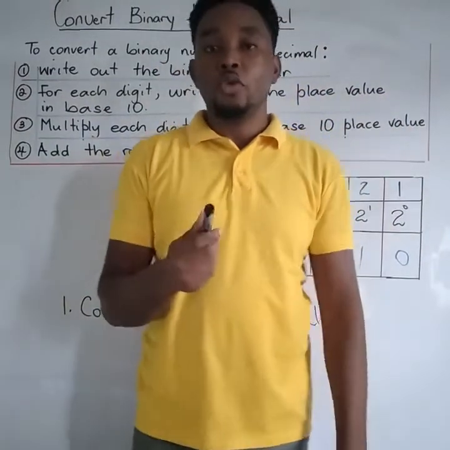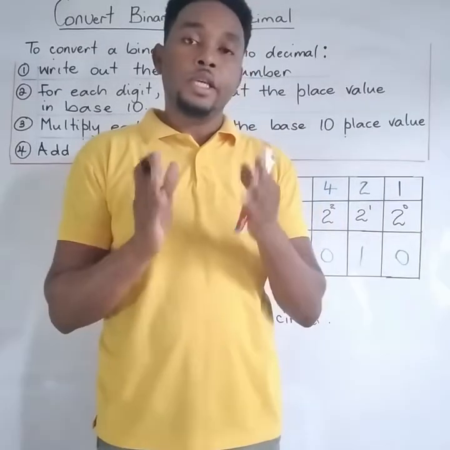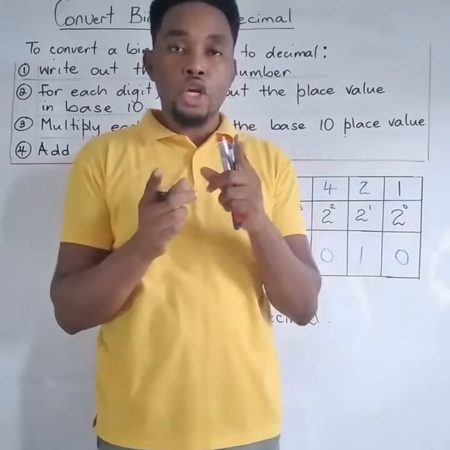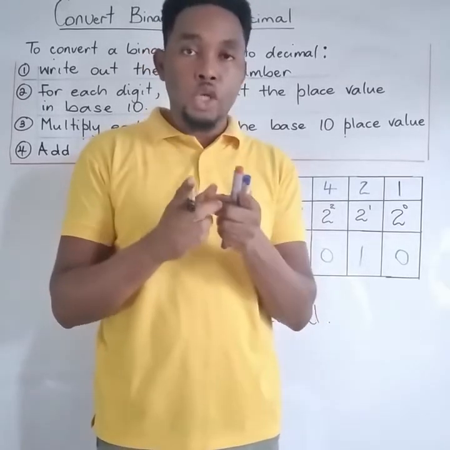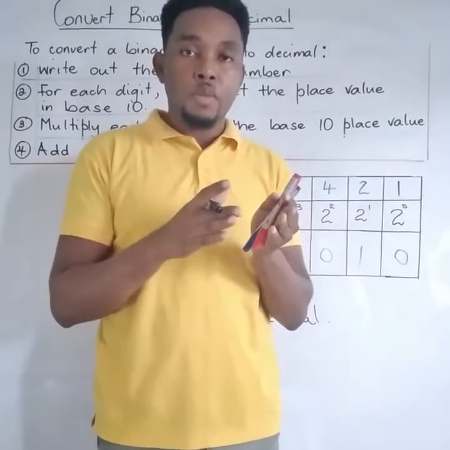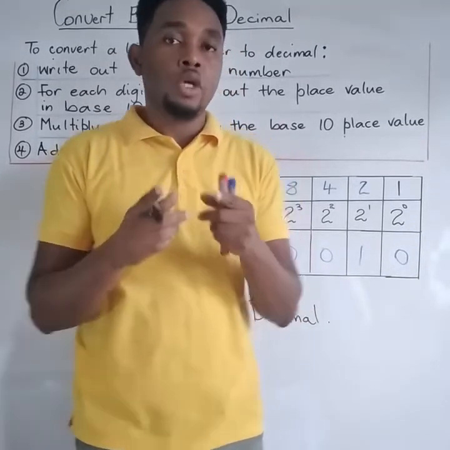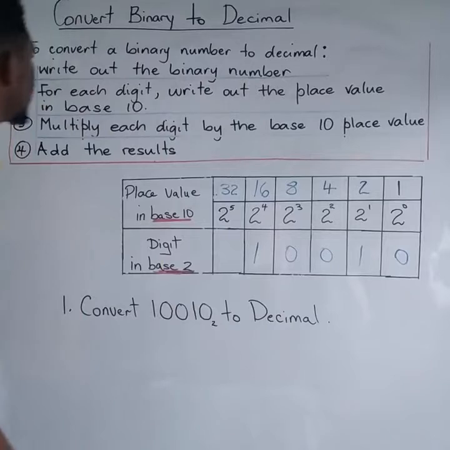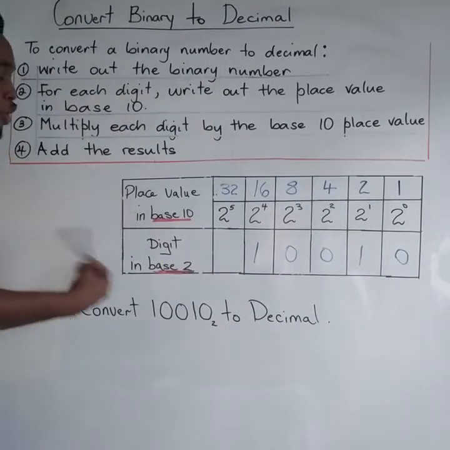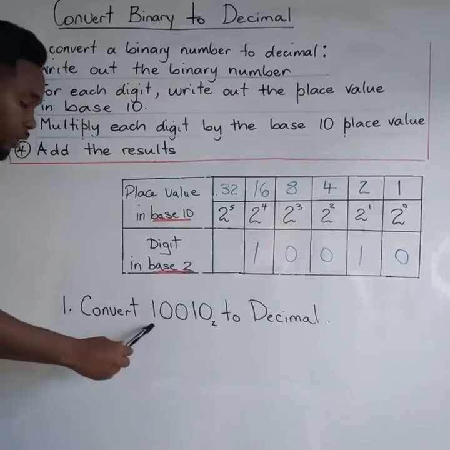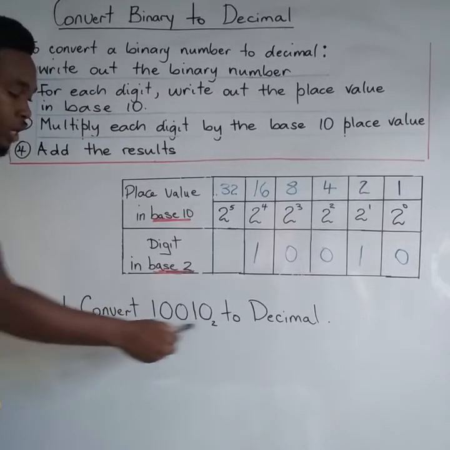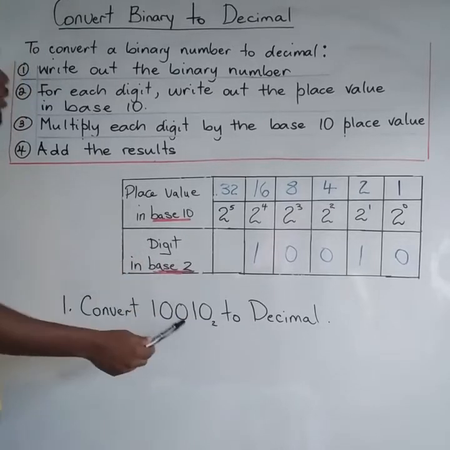Alright, so let's continue where we left off. Now we're going to look at the same conversion, this time changing that binary number to its decimal equivalent. We have a few steps for converting binary numbers back to decimal. Step 1, write out the binary number. The binary number we're working with is 10010, the equivalent that we had for 18.